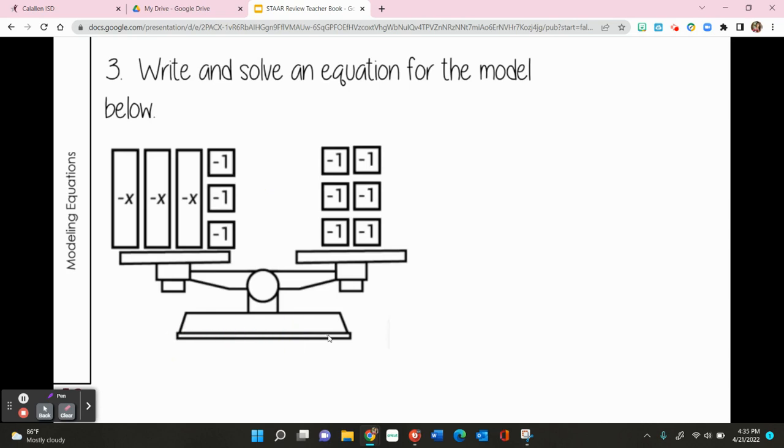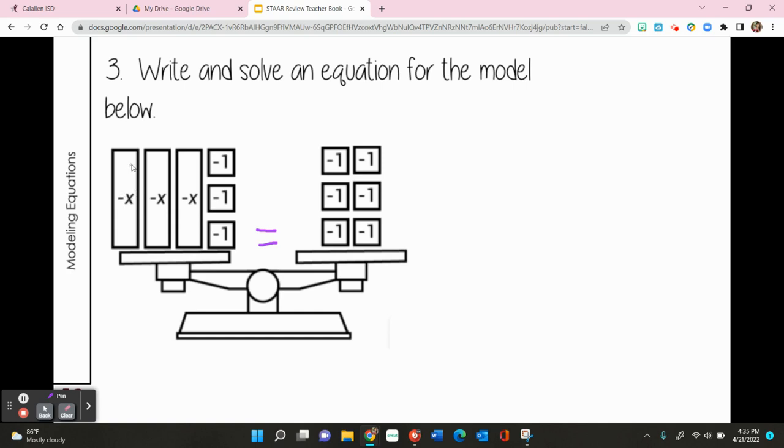Let's continue. We're going to go ahead and now look at number 3. For number 3, we are going to write and solve an equation for the model below. To begin, again, since this scale is balanced, both sides of the scale are equal to each other. So let's start off by looking at the left side of our scale.